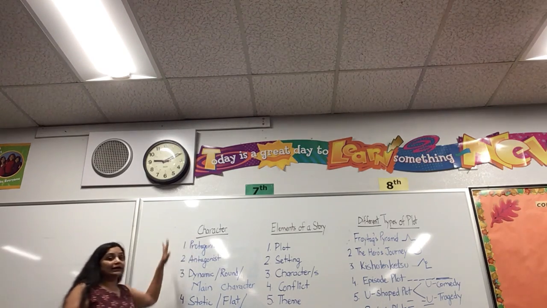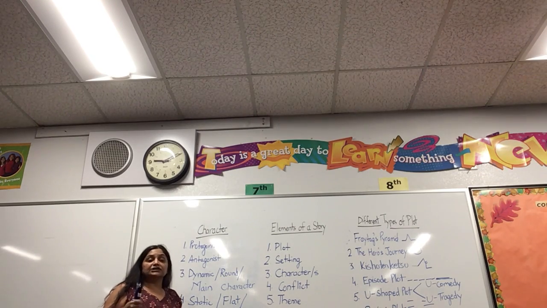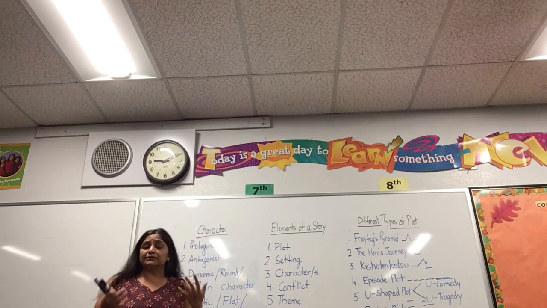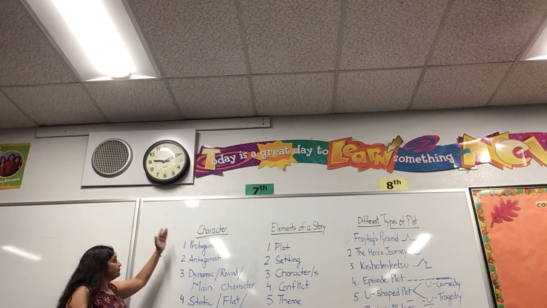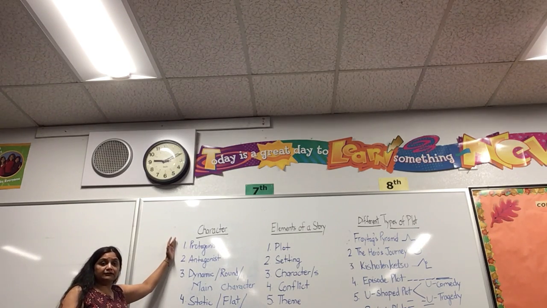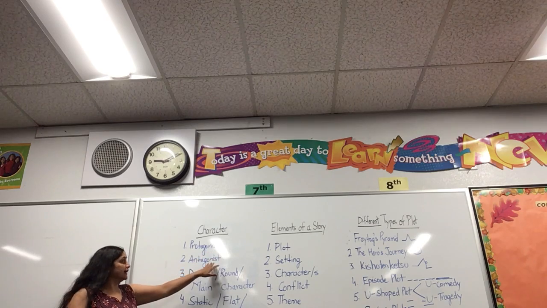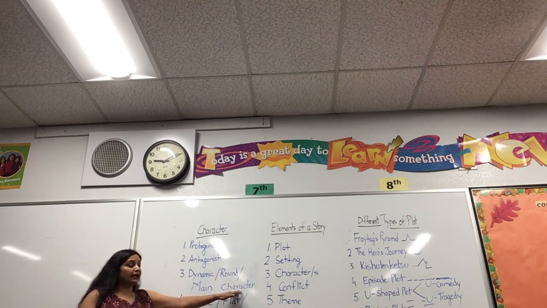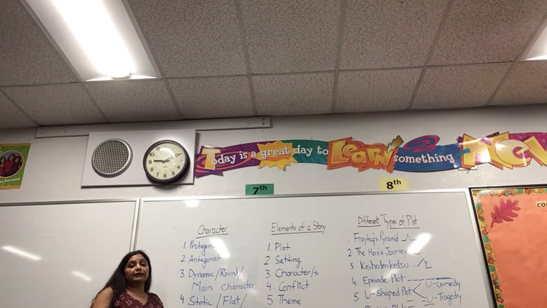So let's quickly, briefly overview this, okay? A character is a person or animal or anything personified, okay? There are 4 kinds of characters: the protagonist, the positive goody-goody person; the antagonist, the person who has issues with the protagonist, the negative person, right? And the dynamic, round, or main character, and then the static, flat, or minor character.